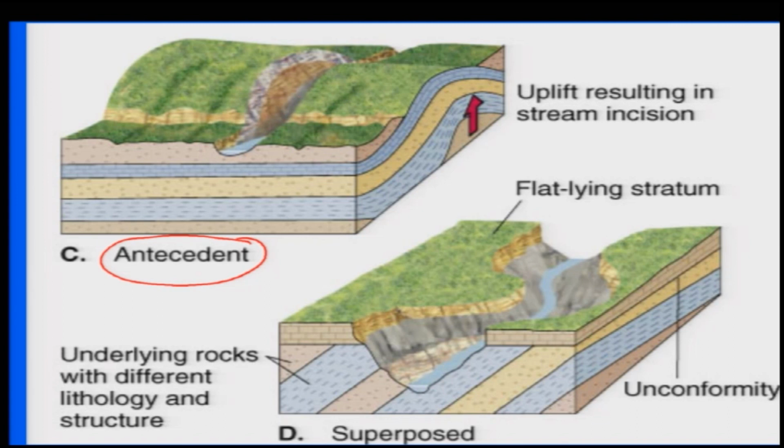And then another one is the superposed streams, which are streams where the underlying rocks with different lithologies have been seen, and they flow in a direction eroding the flat-lying surfaces or flat-lying strata as well as inclined strata. So these are termed superposed streams.